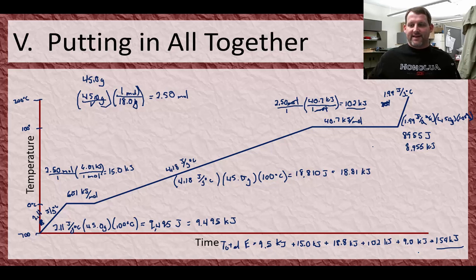Awesome. That's the energy it would take, 154 kilojoules, to take 45 grams of ice from negative 100 all the way up to 200 degrees Celsius.